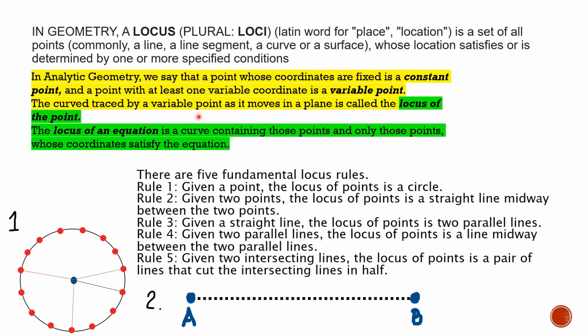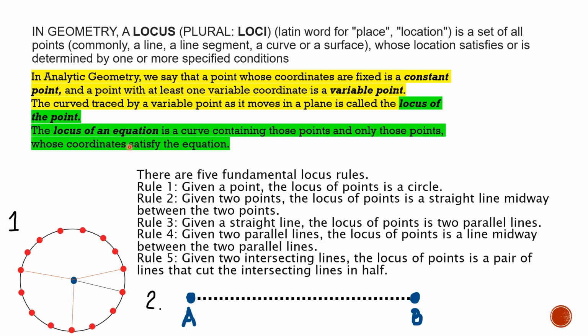Etong locus na to, napaka-importante rin ito sa ating pag-aaralang calculus kasi more on finding the limits tayo, no? Finding the limits, finding the slope, that is tangent. Okay, the tangent line to the curve, no? So, yung locus daw, yan daw yung set of points na nagsasatisfy o sumusunod sa isang kondisyon.